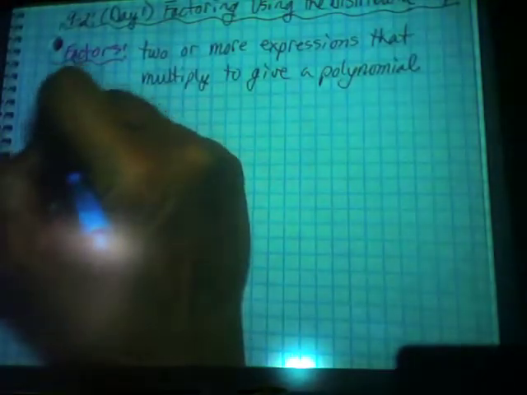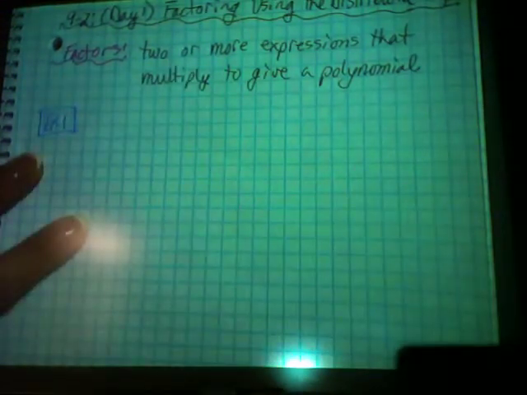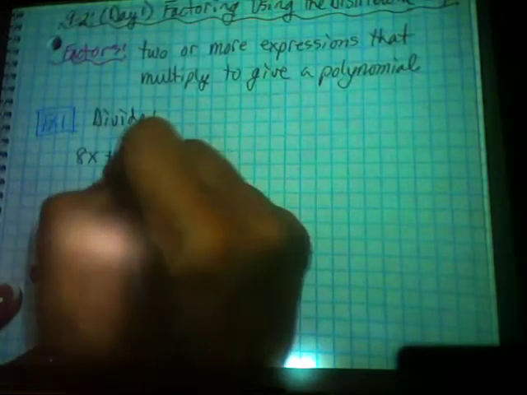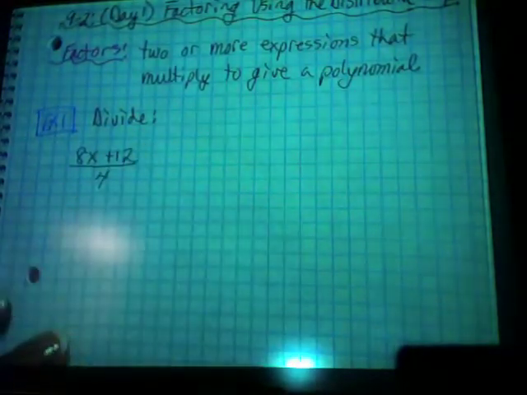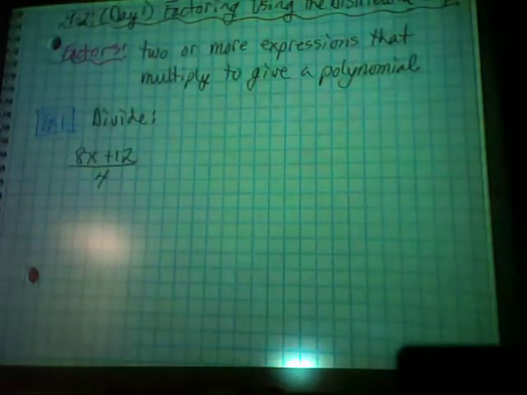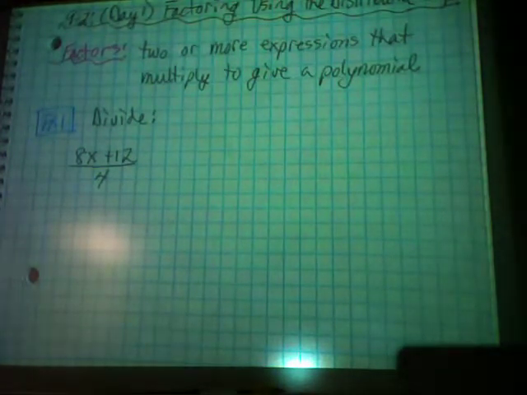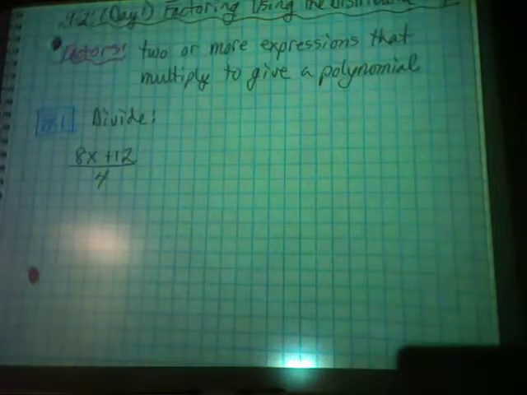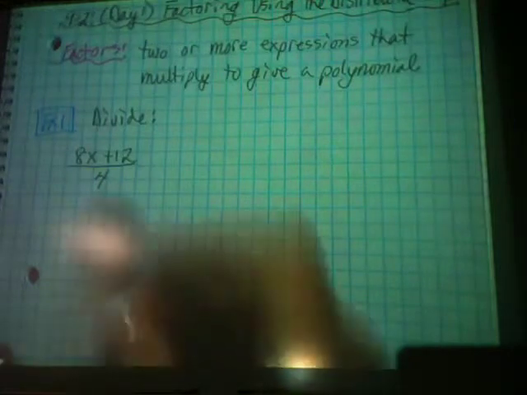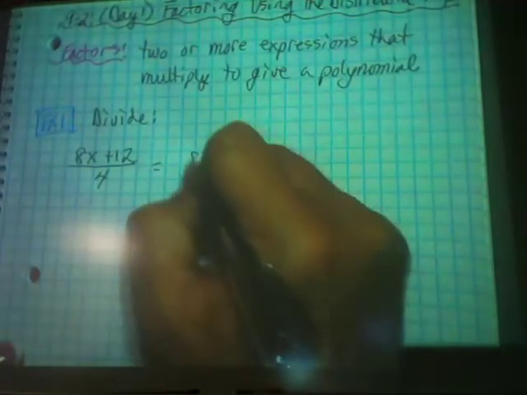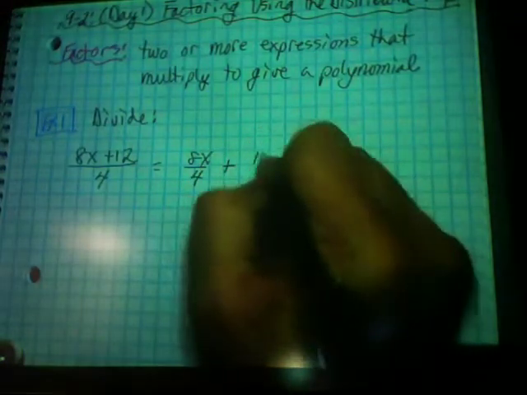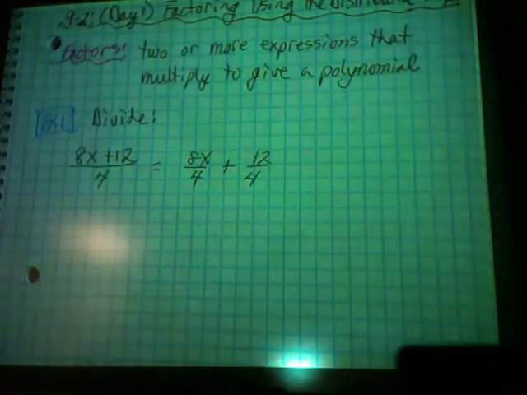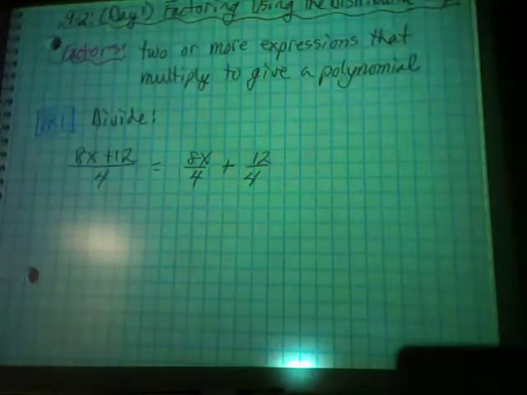So for instance, example 1, the directions might say divide. So this is something you've done before. So the problem is 8x plus 12 all over 4. Does anybody remember what we did with this problem to divide? Didn't we split it into 2 fractions and then did the division? So if both of these are over 4, then that means I could split them. 8x would be over 4 plus 12 would be over 4. So split that into 2 different fractions and then reduce if possible. You're going to find that it will work.